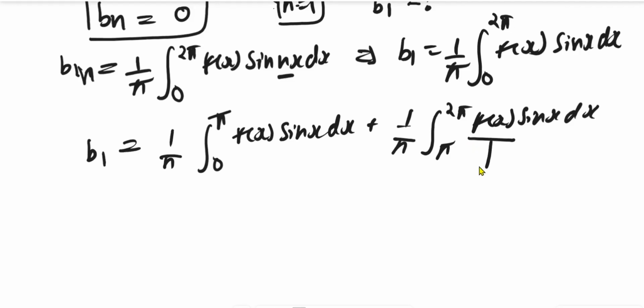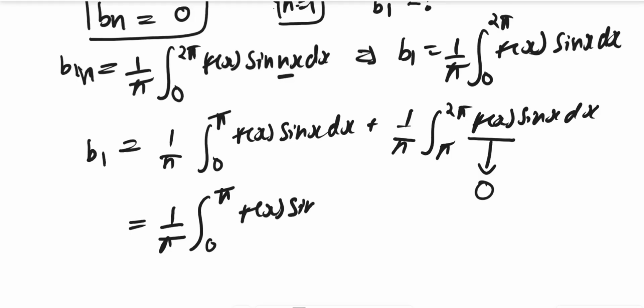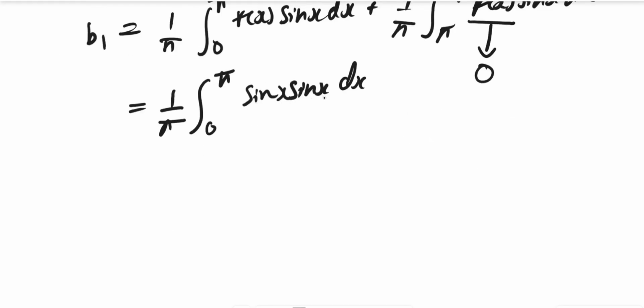Now here the value of the function is 0, so this whole part will become 0. So what remains is 1 upon pi integration 0 to pi f of x sin x dx. And f of x was sin x, so we can write this as 1 upon pi integration 0 to pi sin square x dx.